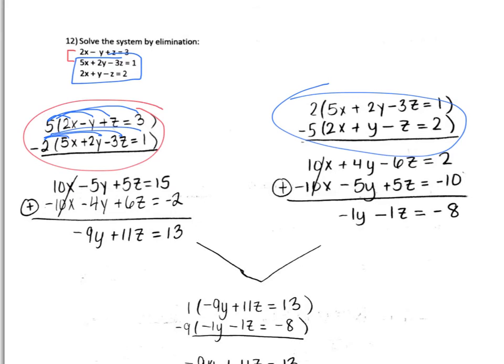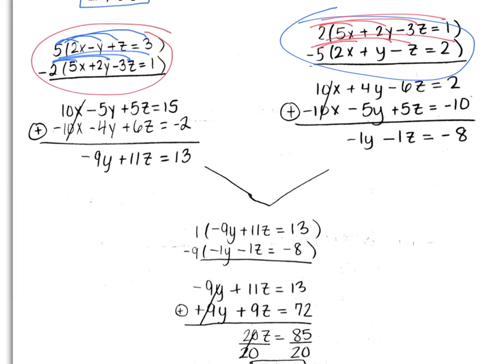Now on this side, we're going to eliminate the same variable. So I wanted to eliminate the x's. So I put the 2 up here, I put a 5 down here, and one of them needed to be negative so that when I add them, they cancel. So again, just like I did before, I distribute the 2 to every piece in here and the 5 to every piece in here. And when I did that, I got these values here and these values here. I add, these cancel. I add, I got negative 1y, negative 1z, and negative 8.